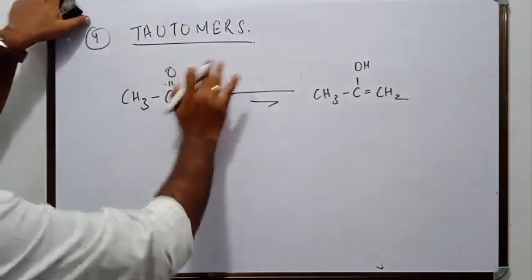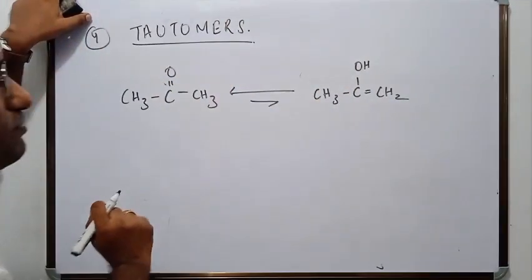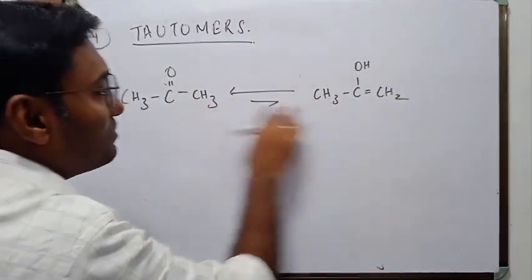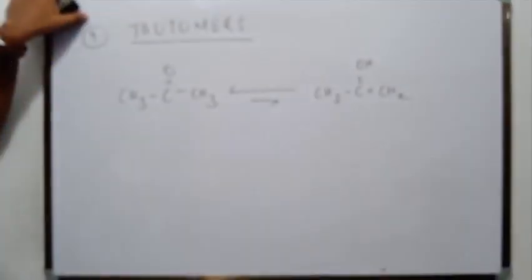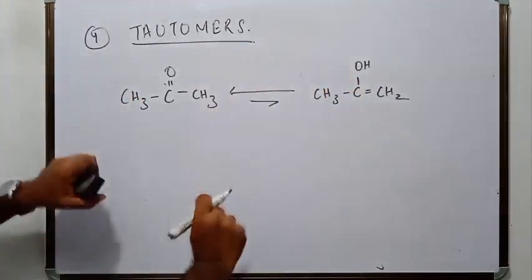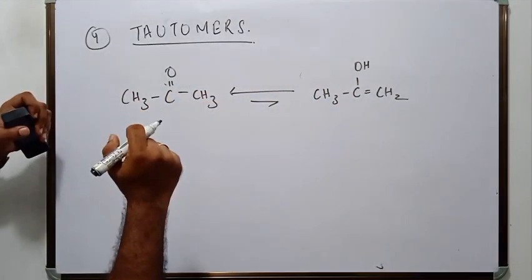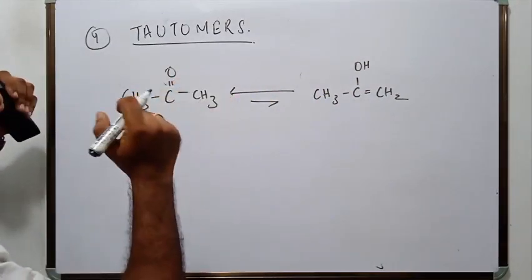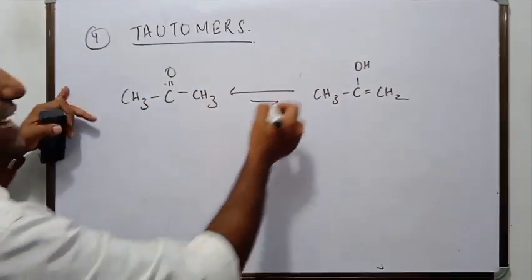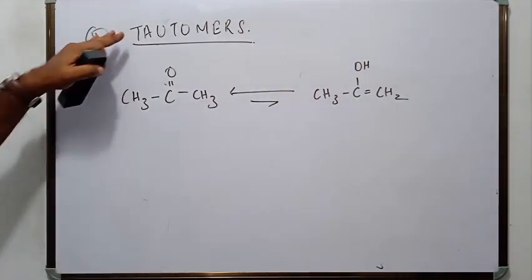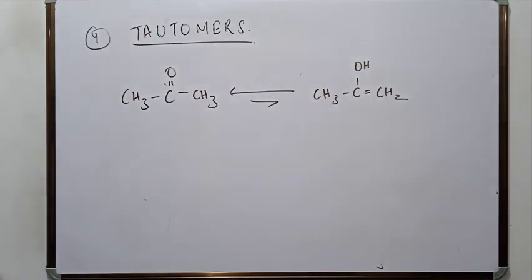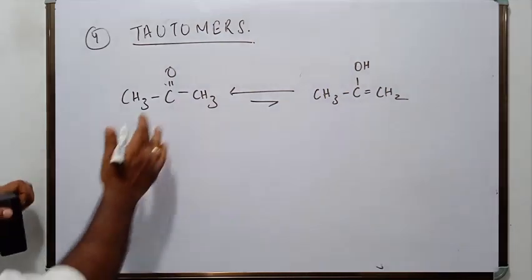So tautomerism is a special kind of functional isomerism, but the difference is that these functional isomers interconvert between each other, and both of them coexist together at room temperature in a state of dynamic equilibrium. That kind of isomers are called tautomers, and that kind of phenomenon is called tautomerism. So this is the first example, acetone.